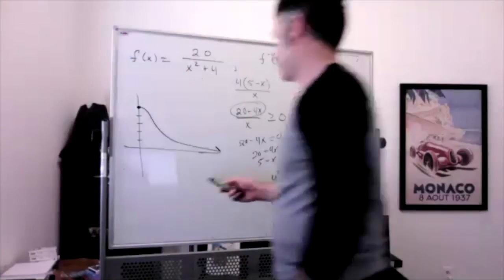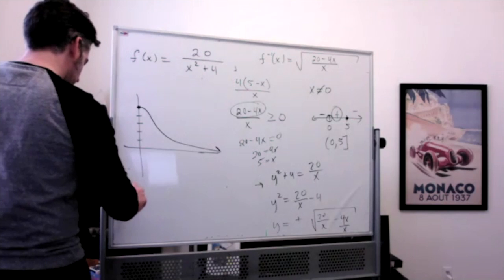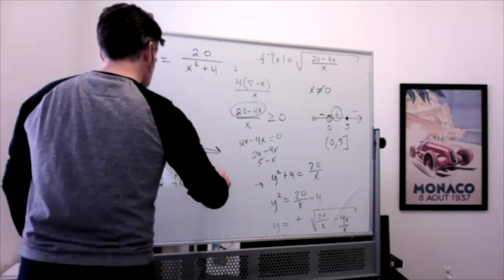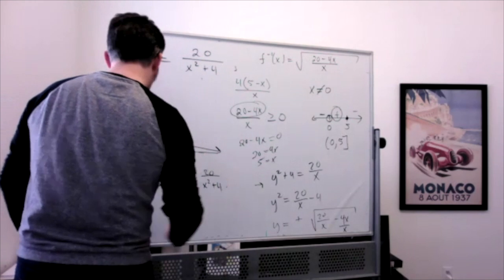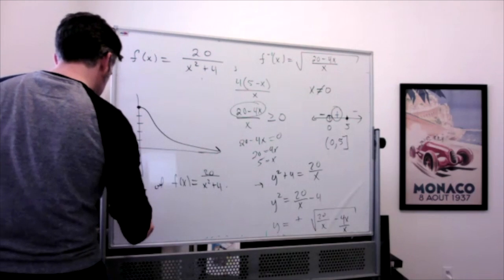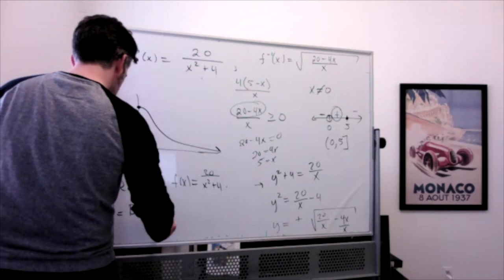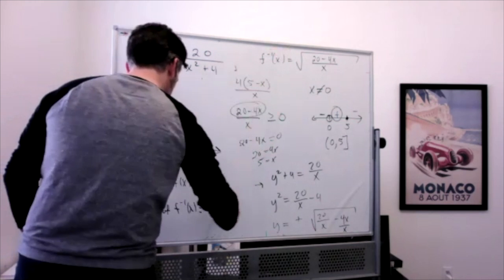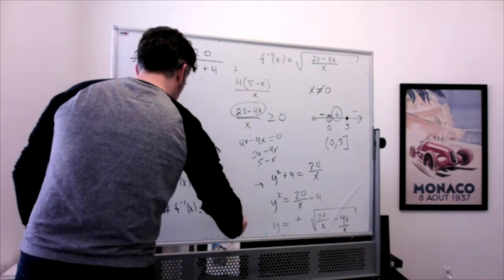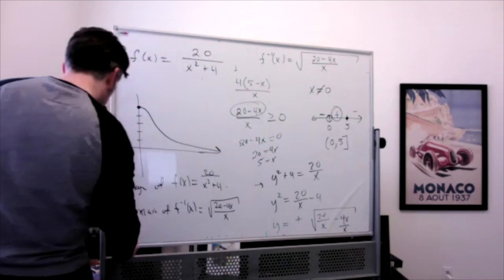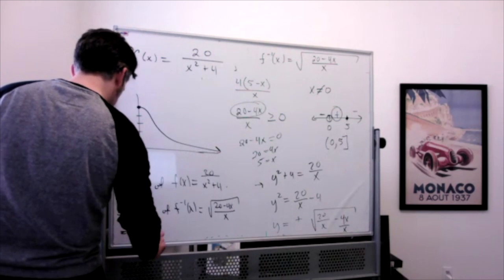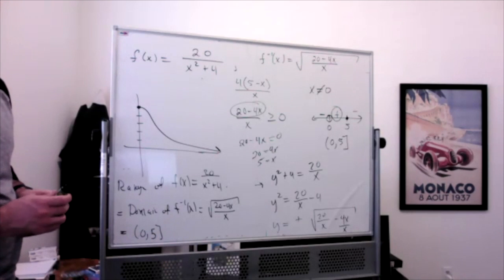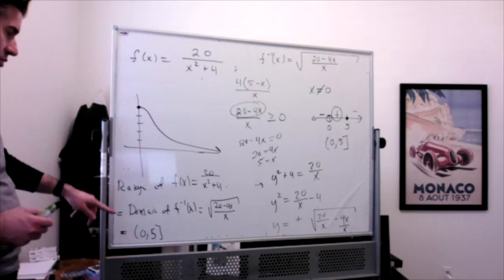So I should say the range of f of x equal to 20 over x squared plus 4 is equal to the domain of f inverse of x, which is this thing we found here, the square root of 20 minus 4x all over x, and it's equal to what we found, everything from 0 exclusive to 5 inclusive. So the range of the original is the domain of the inverse.